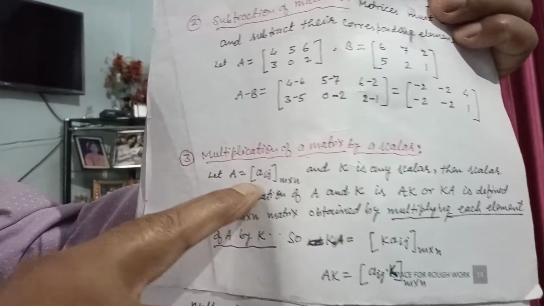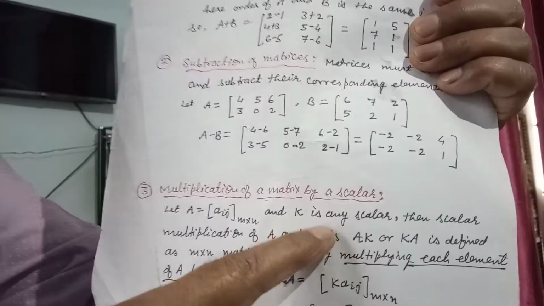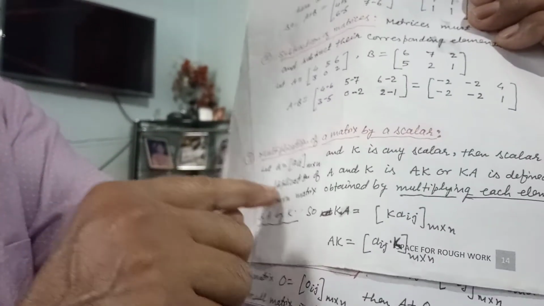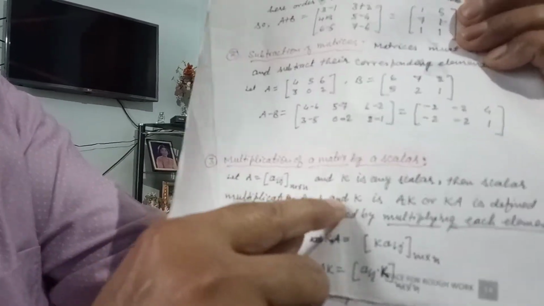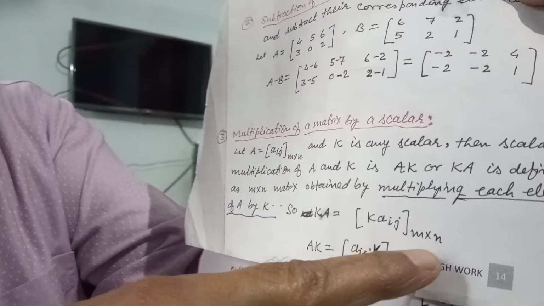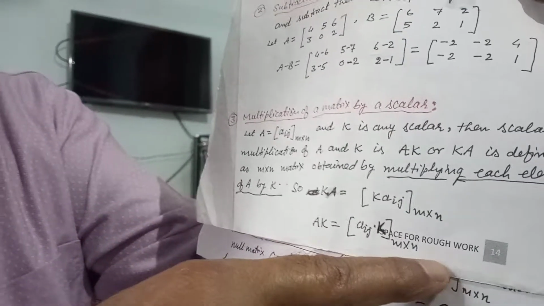Understand? Now come back to our notes. Suppose that A is a matrix whose elements are represented by aij, of order m cross n. When we multiply by any scalar k, then the product of the matrix A and the scalar can be denoted by A into k or k into A. Like k into A will be equal to k into aij of order m cross n, and A into k is equal to aij into k of order m cross n.